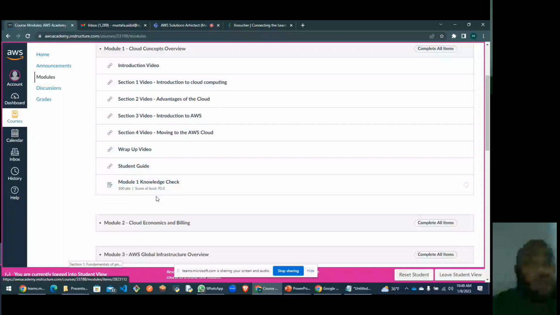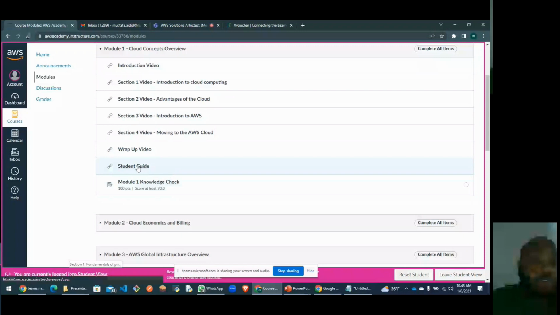You have to score at least 70% on this to finish the course. So do not worry if you don't get 70%. You can always retake it. Okay, so this is what is going to help you prepare for the test. It's going to have a lot of questions. Each knowledge check has 10 questions, and you should score about 70% on it.